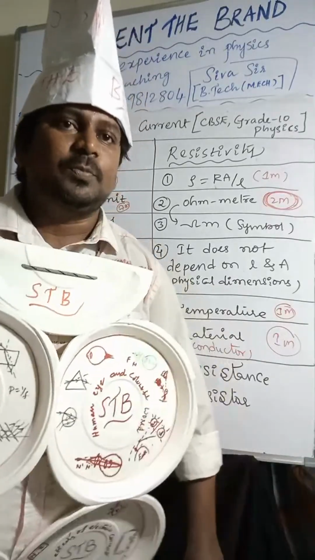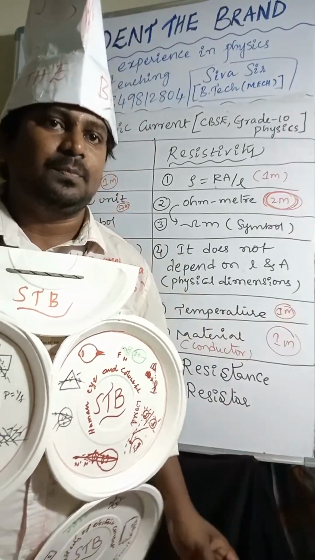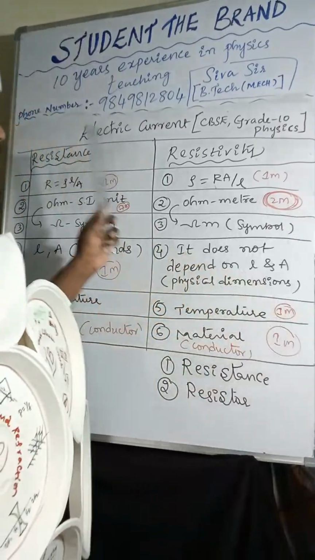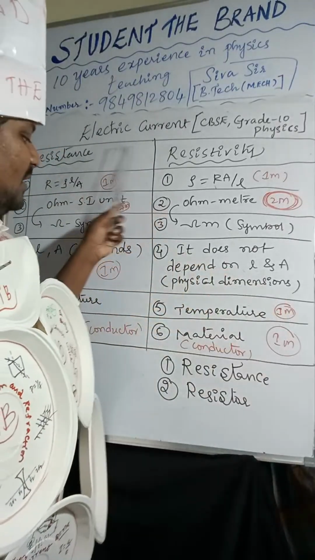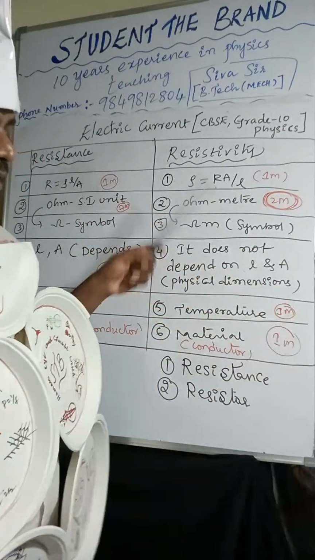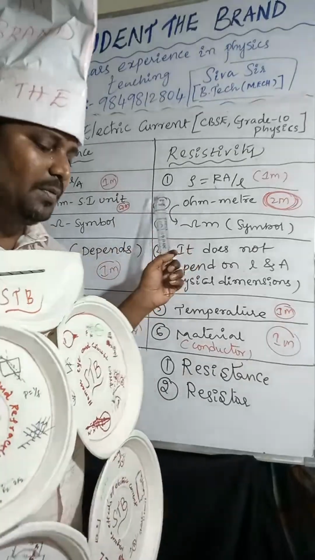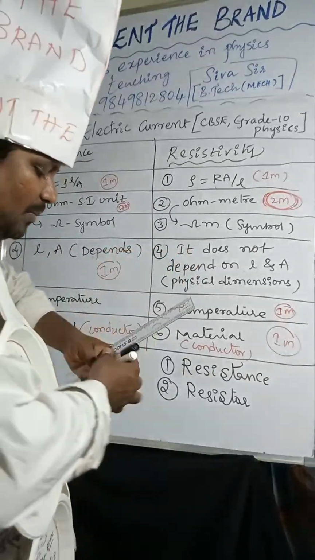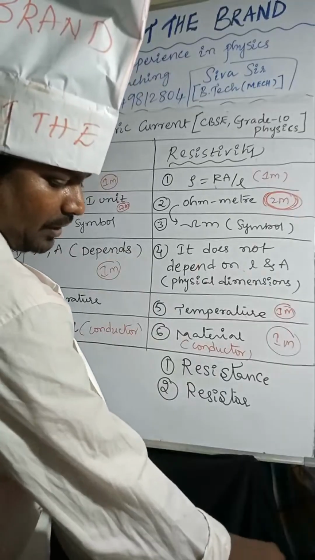Once again, I already said these points are very important: resistance and resistivity, and the factors. The table is very important. Next, we are going to one more point.